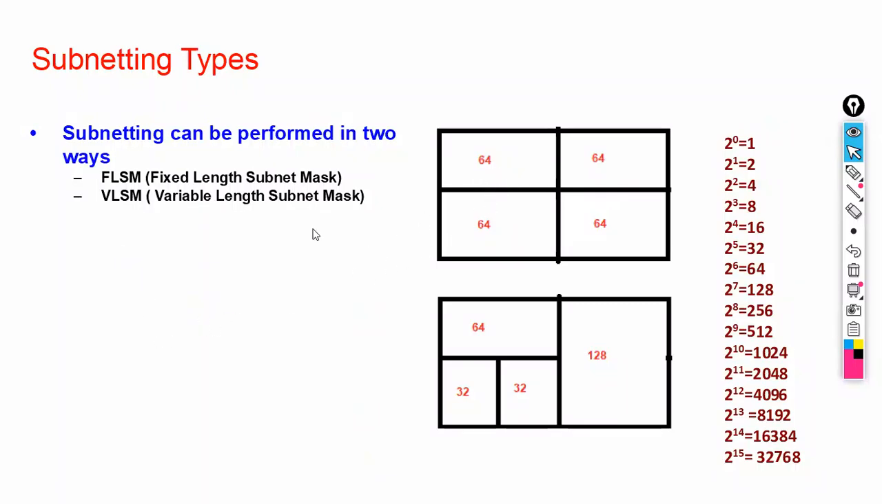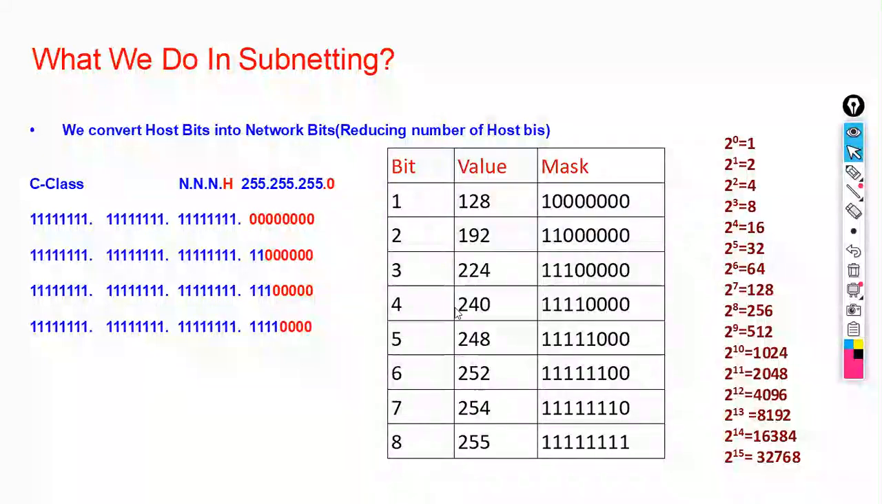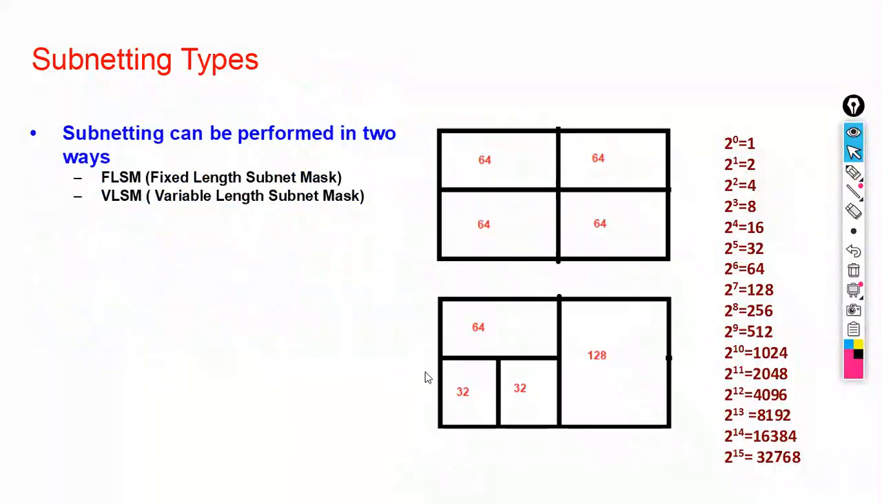When the requirement is fixed, we perform FLSM. When the requirement is not fixed, we perform VLSM. Now, guys, we need to understand what we actually do in subnetting. We understood what subnetting is: we are dividing one single network into multiple smaller networks to minimize the wastage of IP addresses.